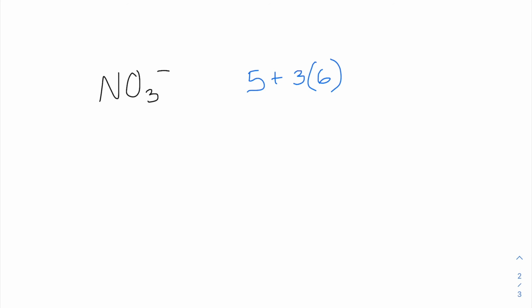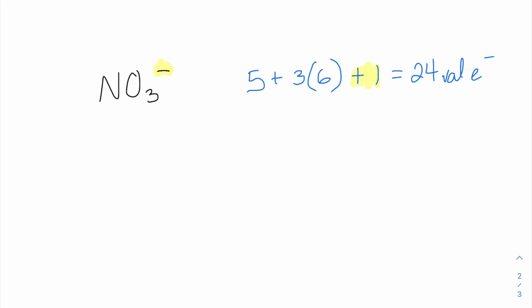And then here we have something unique because it has a charge. If something has a positive charge, that means you would take away one of those electrons. If something has a negative charge, that means you have an extra electron there. So because of that negative charge, we're adding 1. So this plus 1 is going to be added to our total valence count. And our total valence count in this case will be 5 plus 18, which is 23, plus 1, 24 valence electrons.